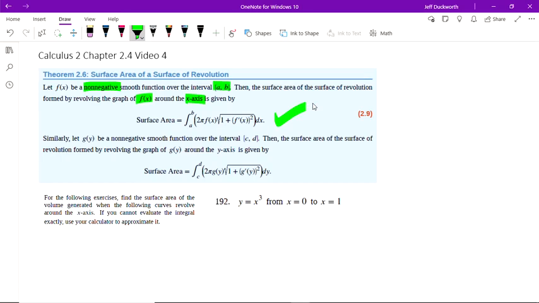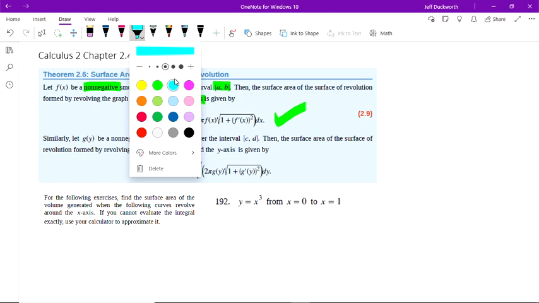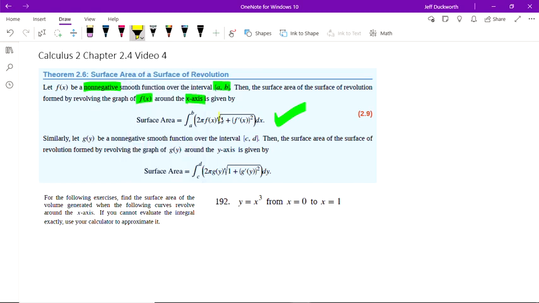So the integral is going to go from a to b, and we're going to take 2 pi and multiply it by the function itself, and then multiply that by our formula for the arc length. So this part here you should recognize as the formula for arc length. So what's added? Well, it's going to be 2 pi and then the actual function itself. So we're multiplying it again by the function.